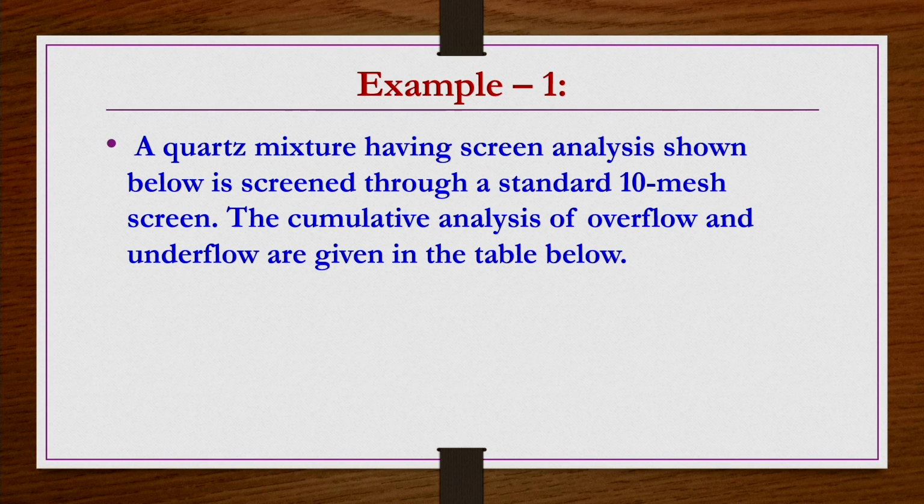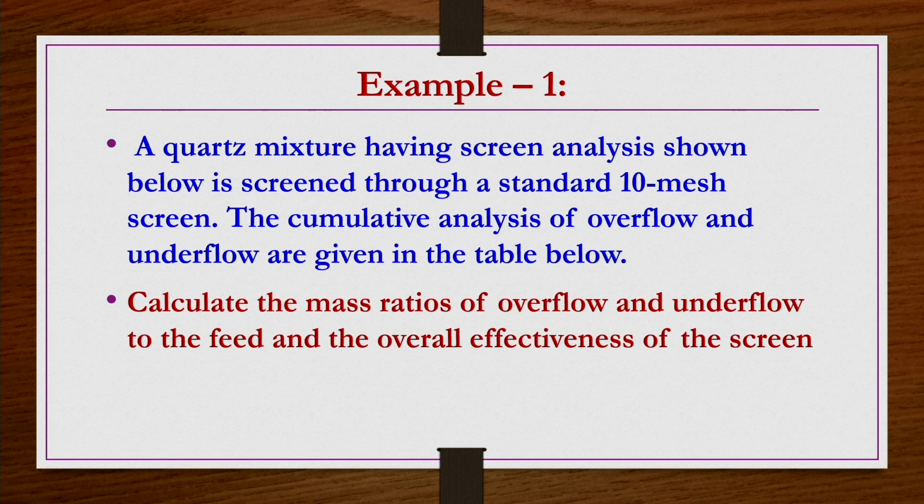Example 1. Let us say a quartz mixture, having the screen analysis shown below in the table, is screened through a 10 standard mesh screen. The cumulative analysis of overflow and underflow are given in the table. Calculate the mass ratios of the overflow and underflow to the feed and the overall effectiveness of the screen, that is P by F, R by F, and then the effectiveness.